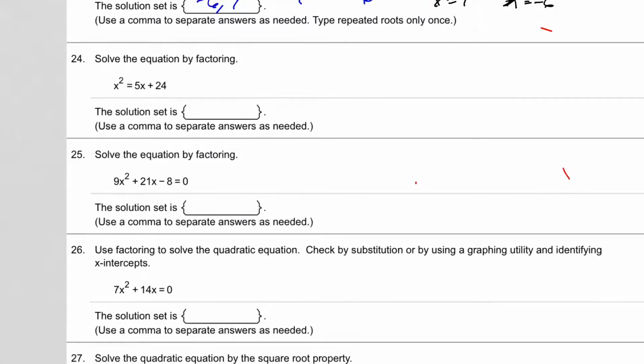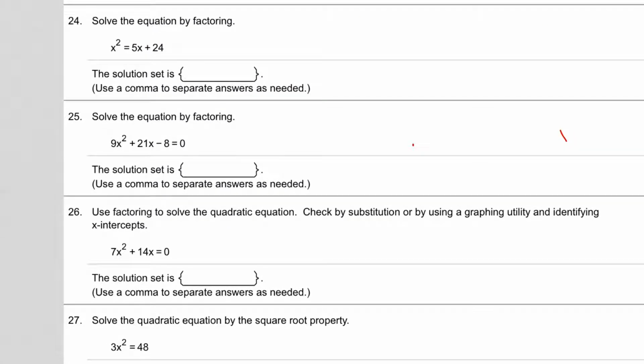Okay, same thing with 24, except we need to move both of these over here to the left side. So x squared minus 5x minus 24. Fill in this spot. It's pretty much done. Now we have factors of 24 that subtract. How do I know I'm subtracting? Because this is negative. One of the factors has to be negative. So that means we're subtracting.